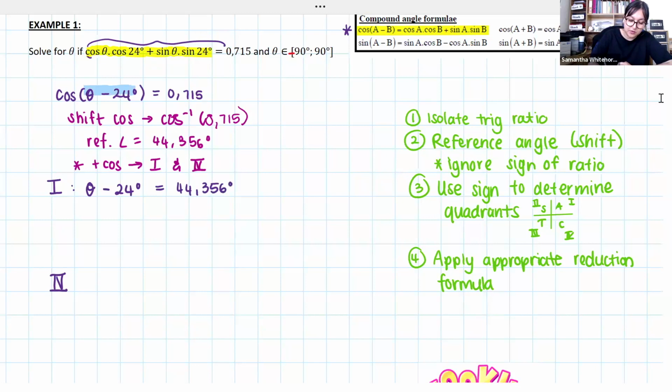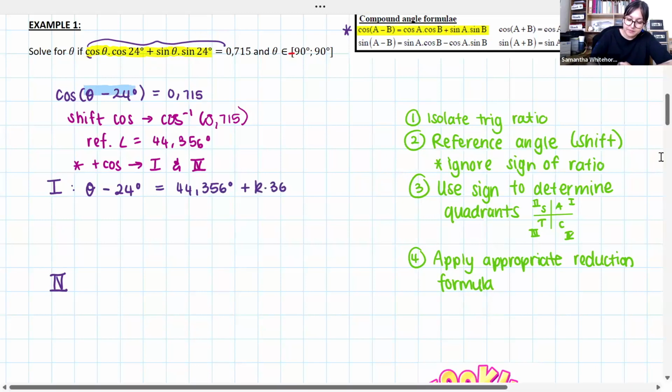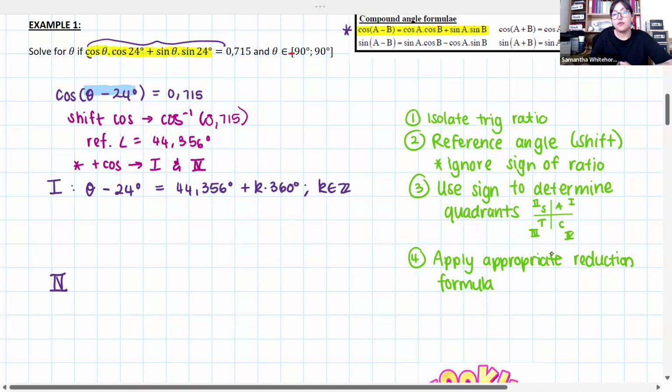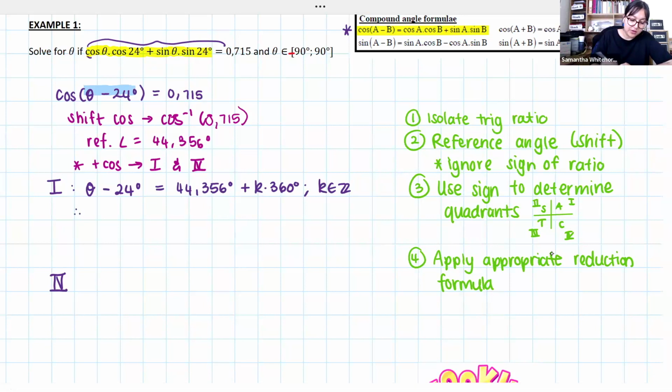44,356, or 36 for those of you that rounded off, plus k times 360. Now you always have to have this k times 360 whenever you start dealing with your angles. As soon as you said shift cos, you should have plus k times 360. K is an element of the integer number system. The second. Now we start to solve. Remember, we're solving for theta.